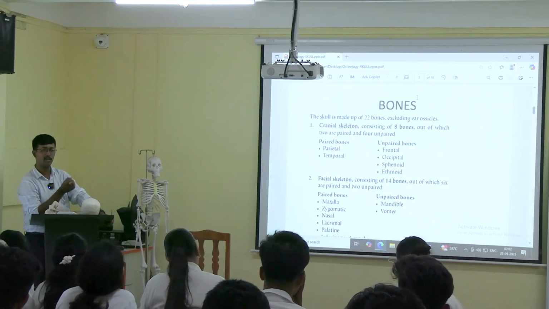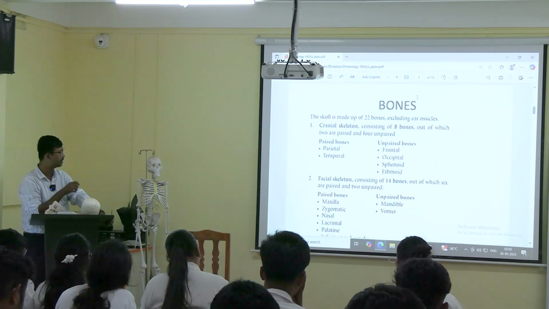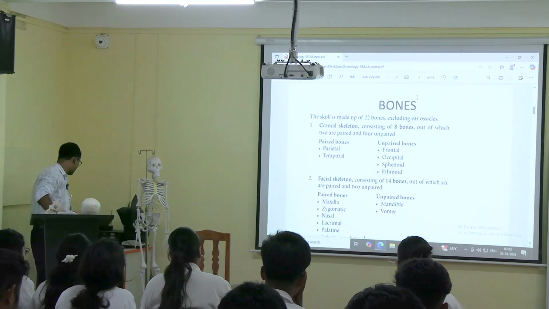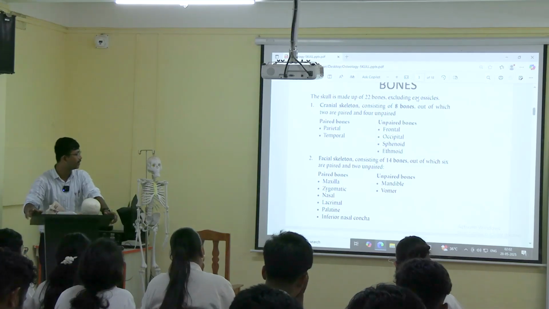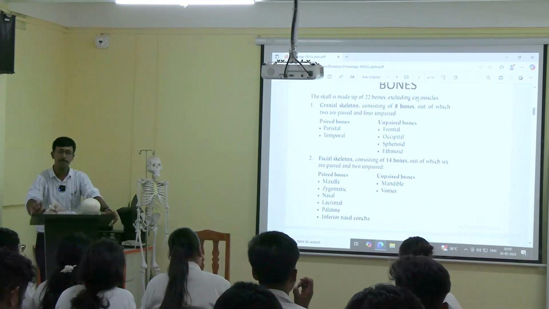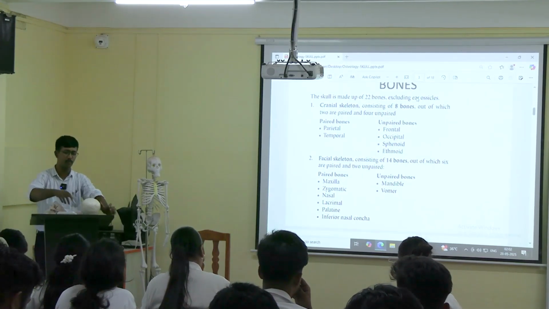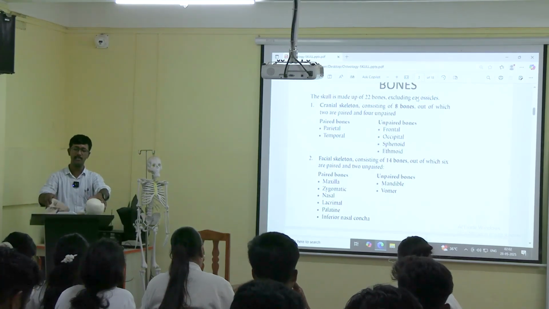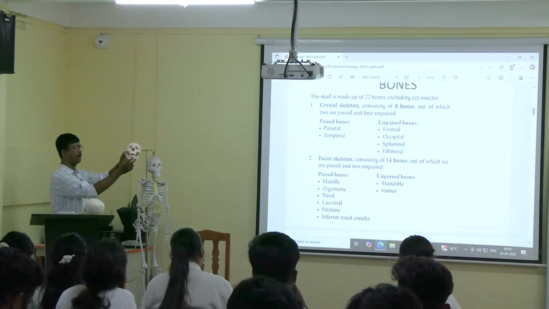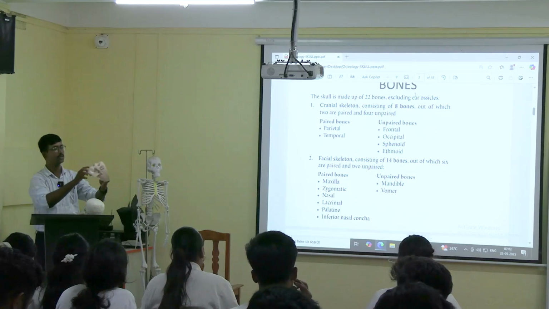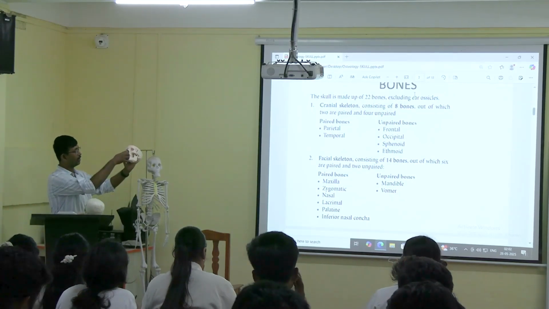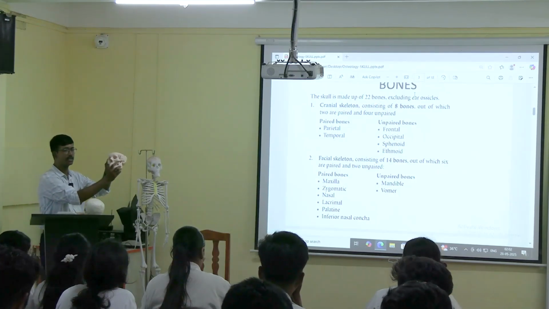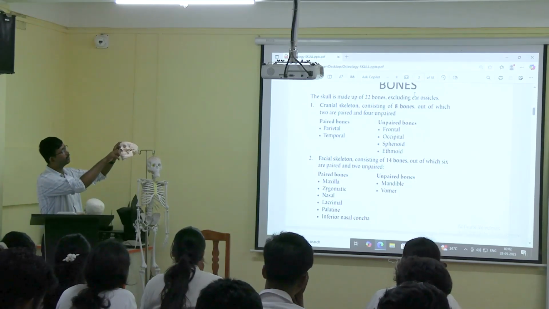And other than this, there are 14 facial skeleton bones. Among them, the paired ones are your maxilla, zygomatic, nasal, lacrimal, palatine, and inferior nasal concha. And the unpaired bones are your mandible and vomer. As you can see, the mandible is a single bone, so it is unpaired. And the vomer is there in the nose; this is not a proper skeleton, so here will be your vomer.